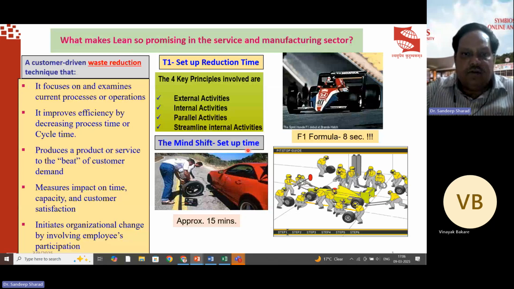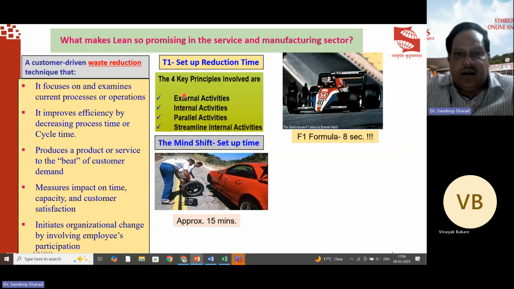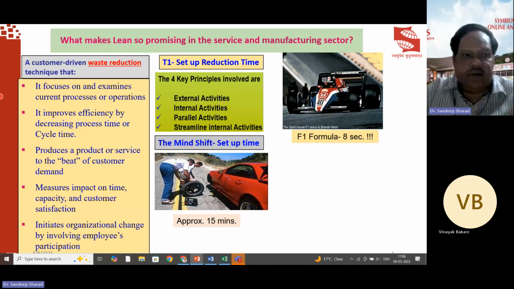If we just go through a few pictures with those particular diagrams: what makes lean so promising in the service and manufacturing industry? Customer-driven waste reduction techniques. It focuses on examining the current processes or operations. It improves efficiency by decreasing the process time or cycle time. Products are produced or services delivered to the beat of customer demand. It measures impact on time, capacity, and customer satisfaction. It initiates organizational change by involving employee participation.